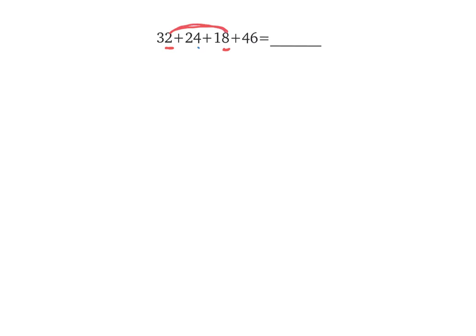I have a 4 in my ones place in my 24, and a 6 in my ones place in my 46. 4 and 6 are partner numbers to 10. Let's use our make a 10 strategy to help us solve this equation. To begin, our 32 can be broken into 30 and 2, and my 18 can be broken down into 10 and 8.